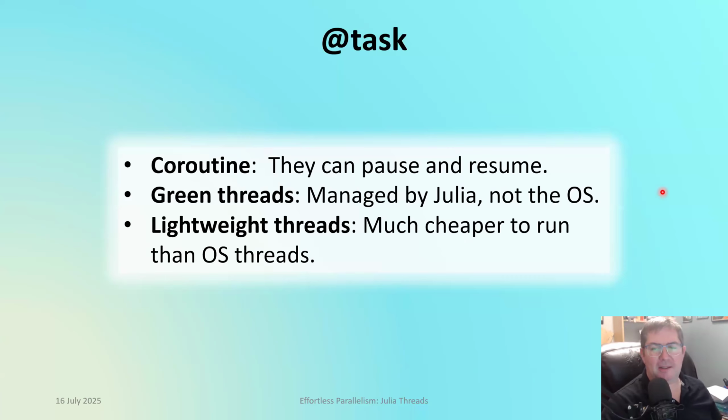Julia tasks, so the @task macro, are not inherently threaded. They are known as coroutines, which are functions that can be paused and resumed. Green threads, you'll see them called, which are threads that are managed by Julia. Threads are normally managed by the operating system. Or lightweight threads, as opposed to a lightweight process, and they are much cheaper to run than operating system threads because there's no context switching. They're not necessarily changing the contents of the registers every time.